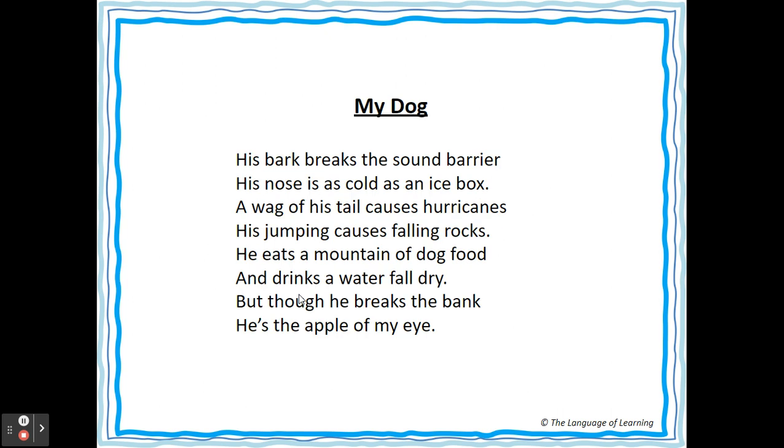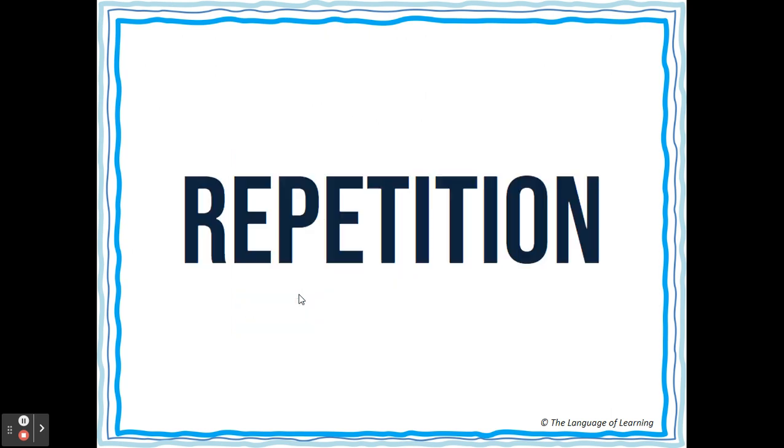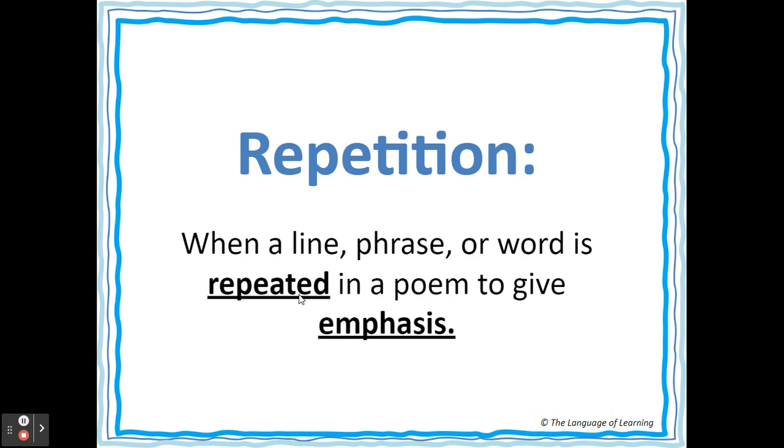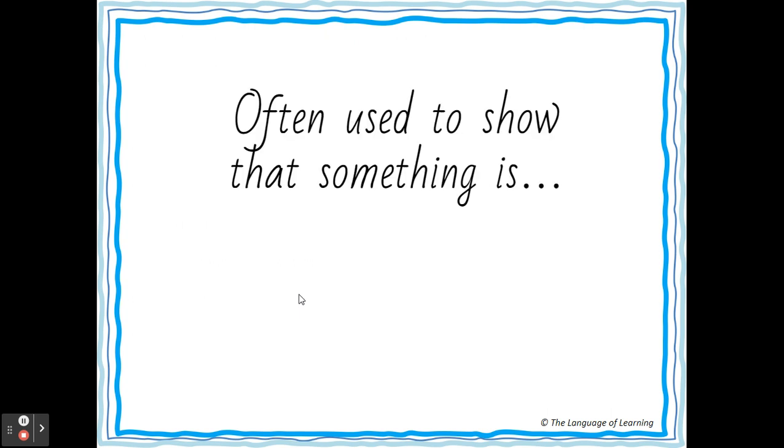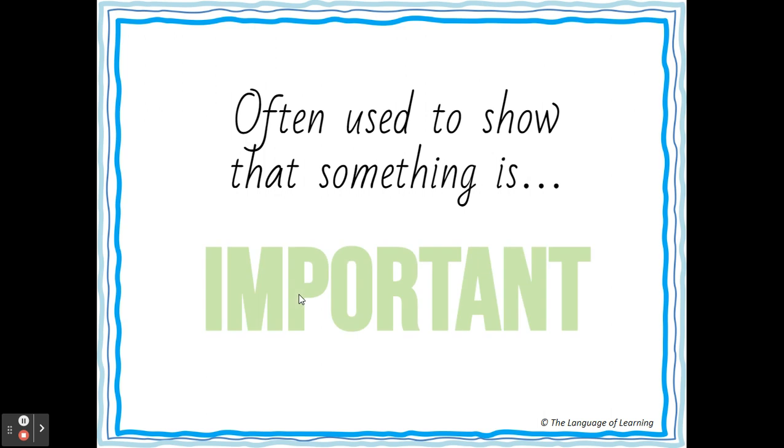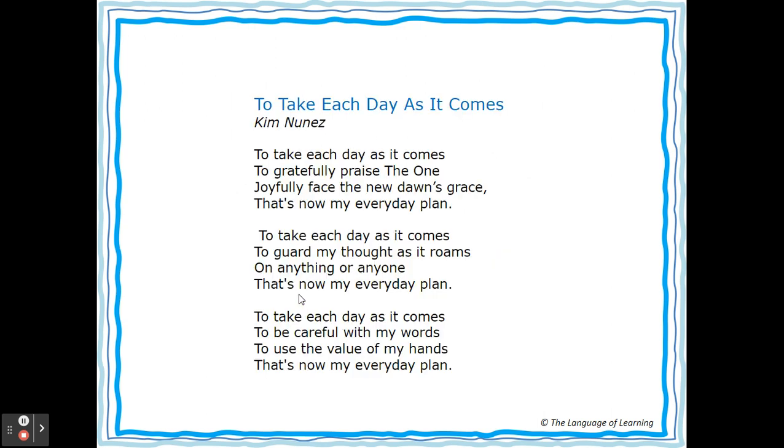All right, here's an example, a poem called My Dog. So there's several in here. Go ahead and find those. And then next up, repetition. So when things are repeated, it could be in a line, it could be a phrase or a word. It's doing that to give emphasis. So it's showing you that, hey, this is important. You need to pay attention to it.